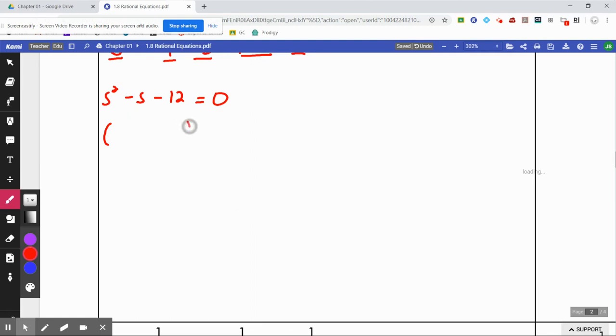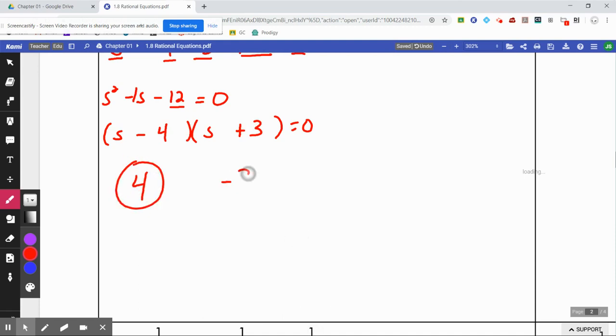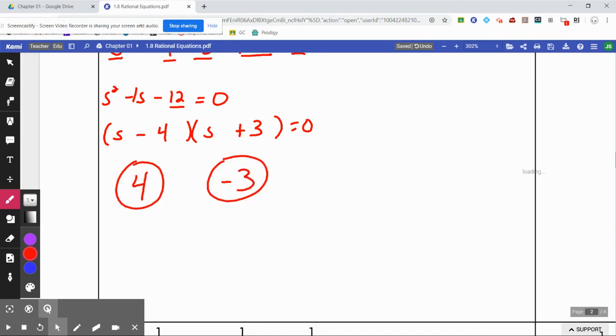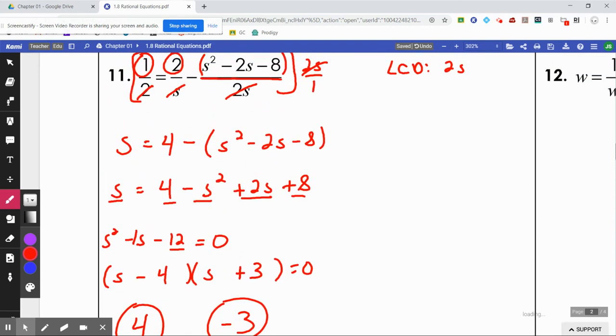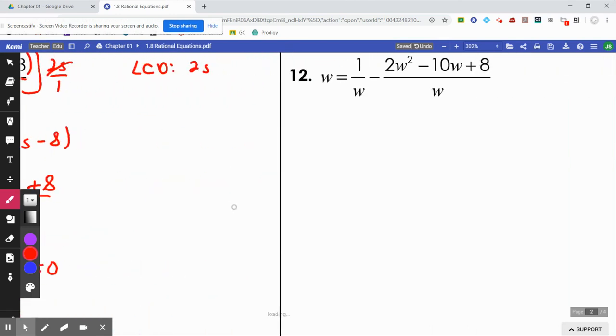Factor, since it's quadratic, and you get s times s gives you s squared, adds to give you negative 1, multiplies to give you negative 12, would be a negative 4 and a positive 3. Set each equal to 0, and you get positive 4 and negative 3. We do always want to check for extraneous values, so just make sure that 4 and negative 3 can be plugged back into the original, and both of them will be fine.